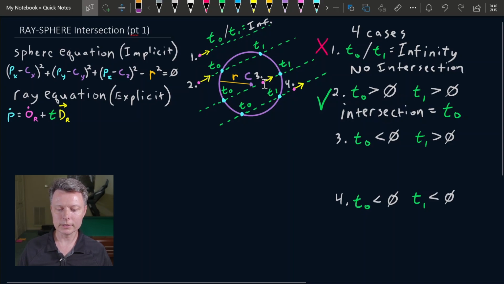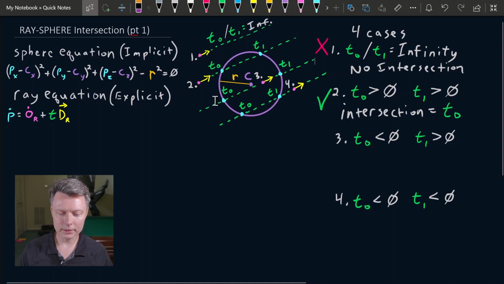And now let's look at case number 3. This is an interesting one. So let's say you do this equation that I'm about to do on the next whiteboard. I'll get to all that math later. Let's say you do that and you get back two t values, so you don't get infinity. You know the ray hit the sphere, but your t0 is less than 0 and your t1 is greater than 0. So now how do you handle that case, and what does that mean?